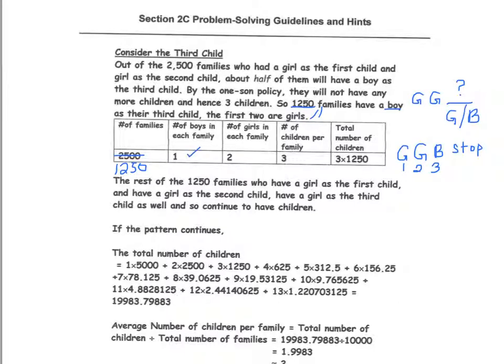They have 1 boy, that's their third child. The first 2 are girls, so there are 2 girls in the family. The total number of children per family is 3, and then the total number of children in 1,250 families is 3 times 1,250. The rest of the 1,250 families who have a girl as the first child, girl as the second child, also have a girl as the third child, so they continue having the fourth child and they stop only when they have a boy child.